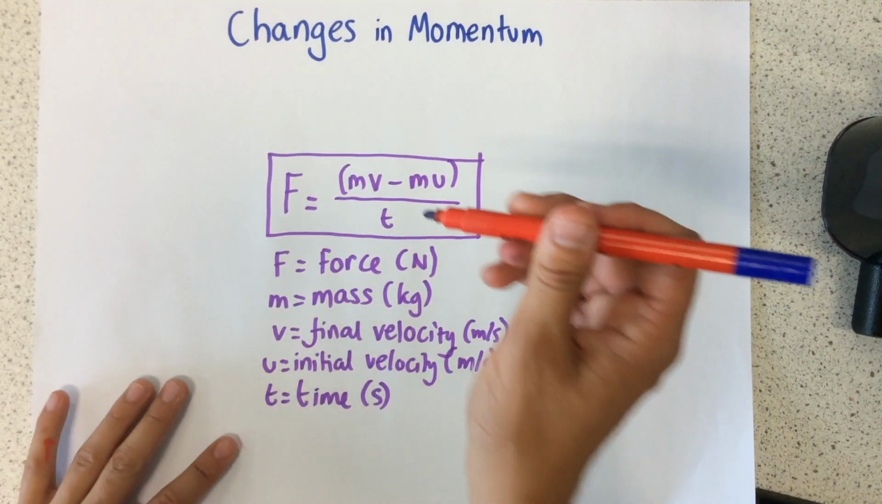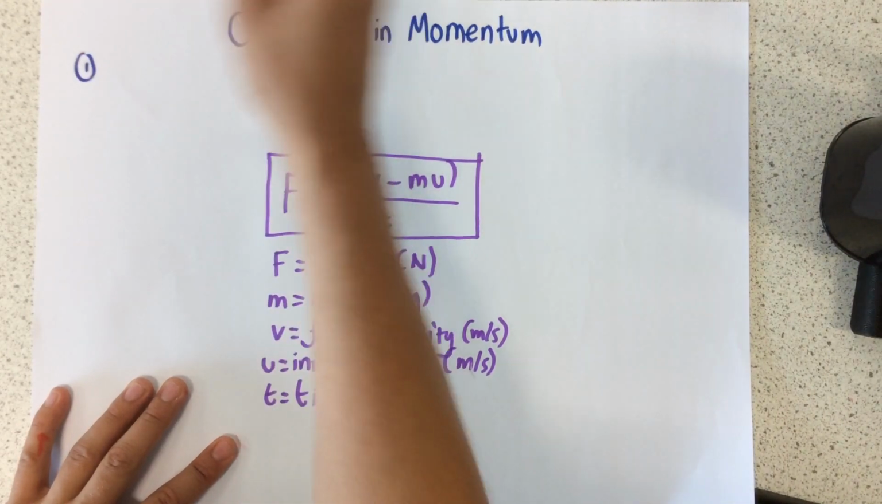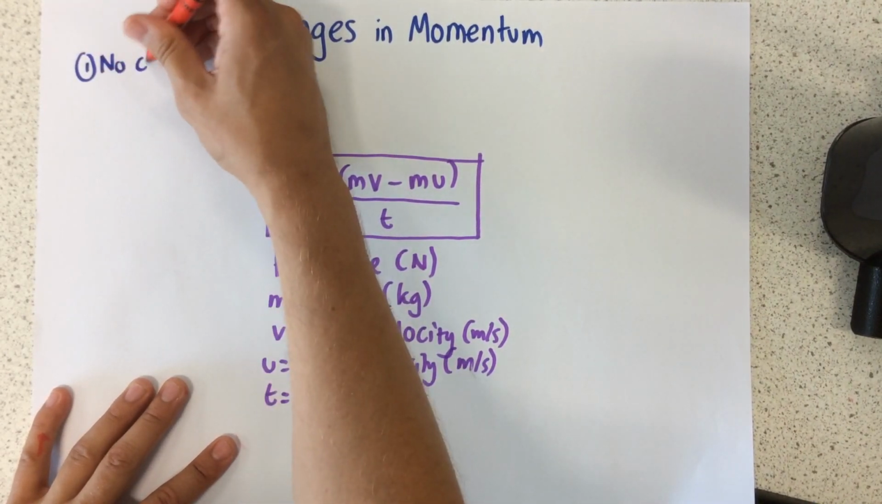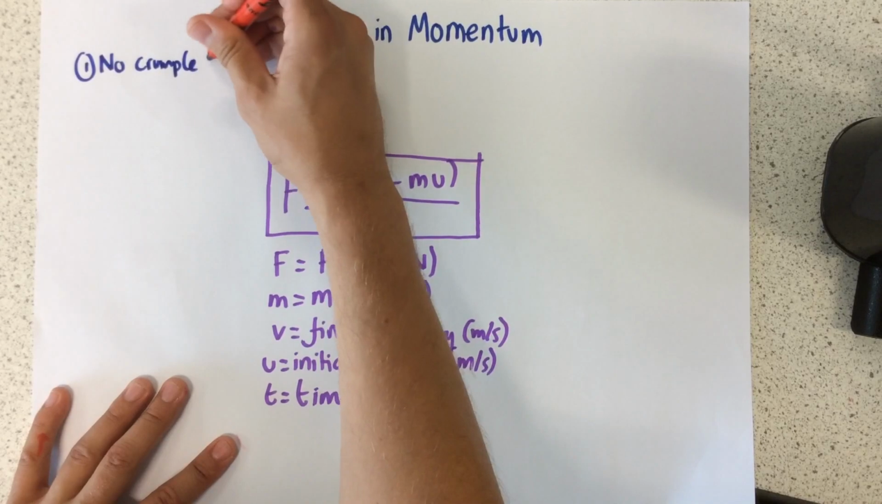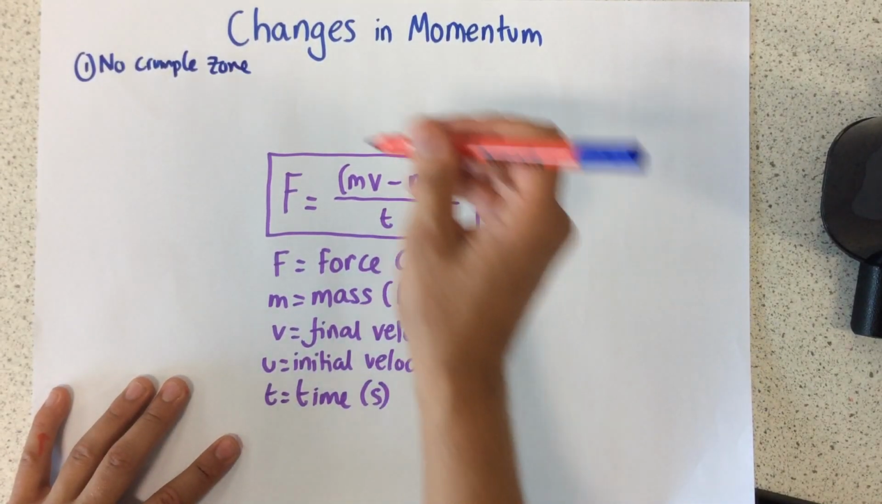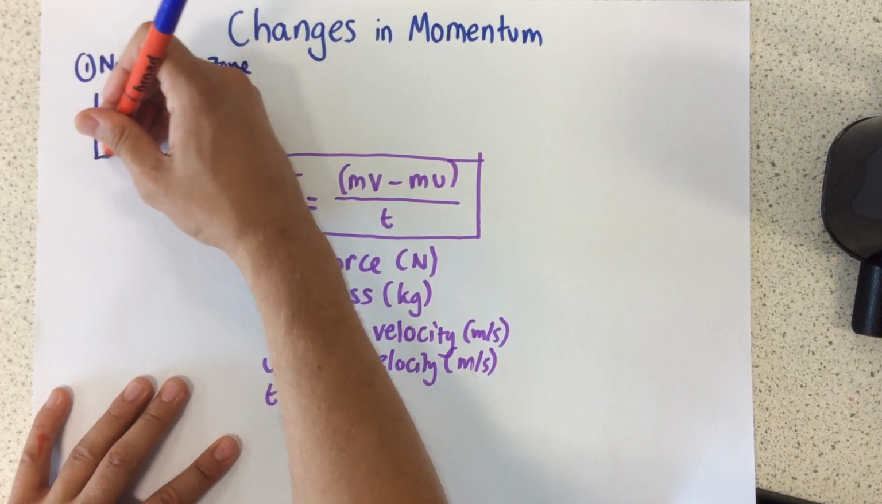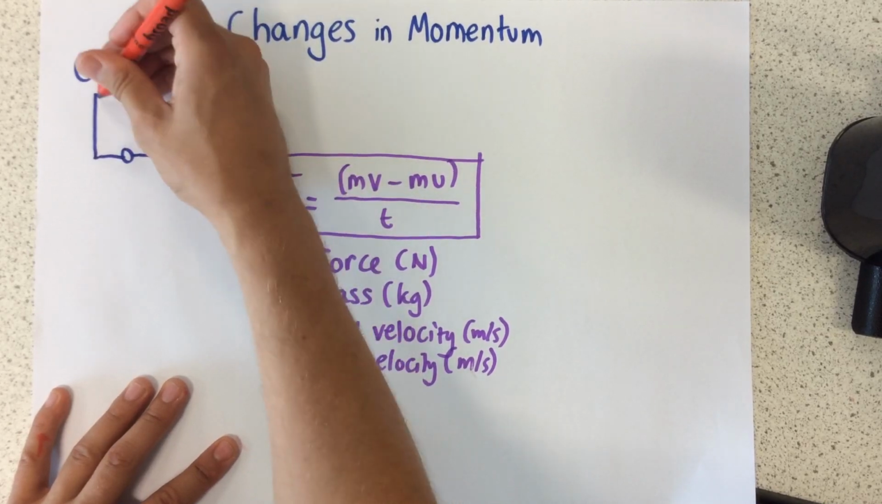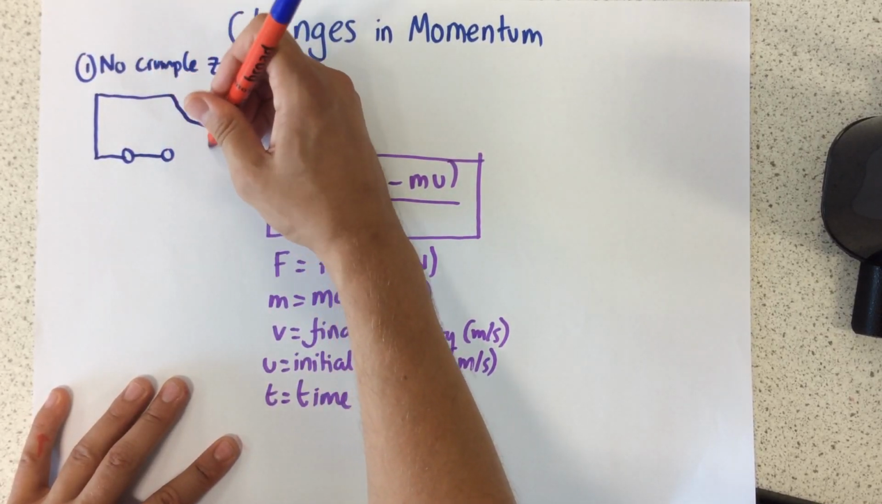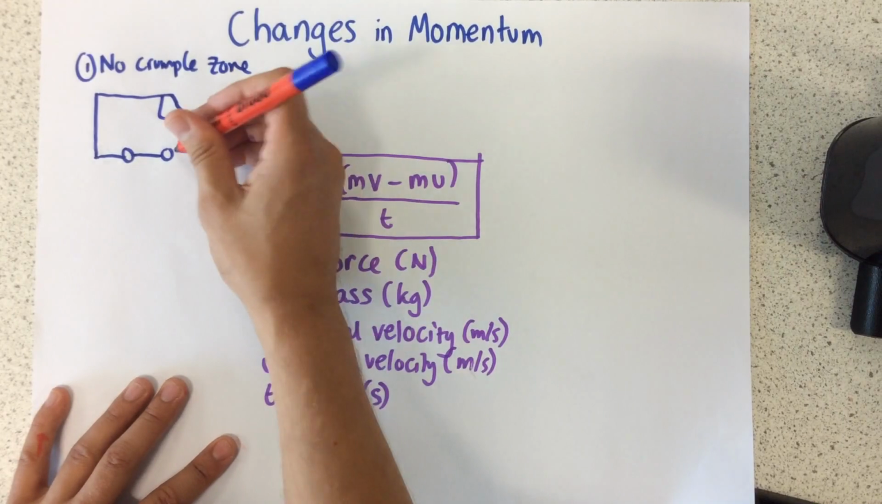So let's imagine there's two situations. First of all, let's imagine there's a van here with no crumple zone. I'll explain what a crumple zone is in just a minute. So let's imagine I've got this van here. Apologies for my awful drawings. But let's say I've got this van here and it hasn't got a crumple zone.